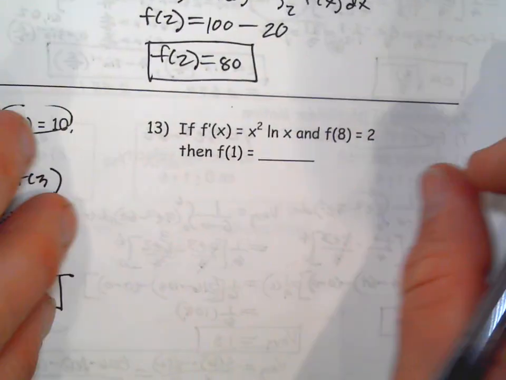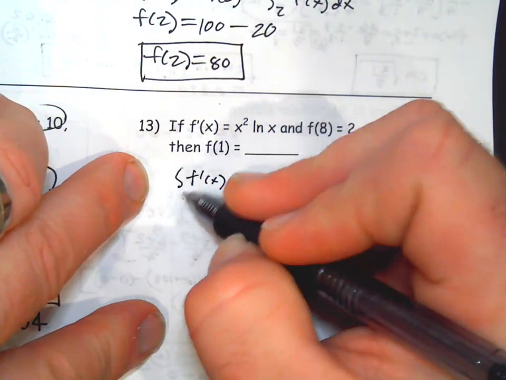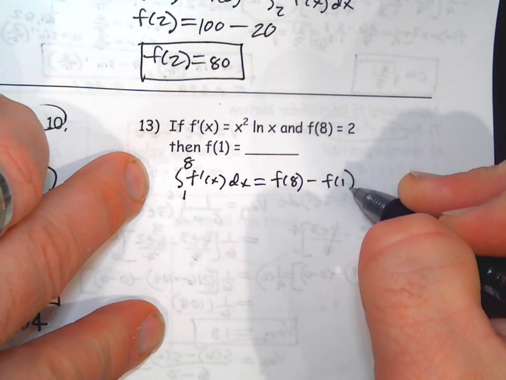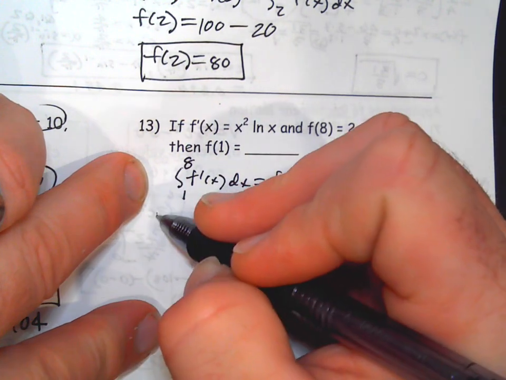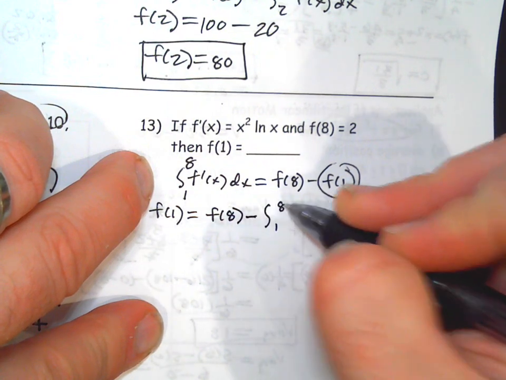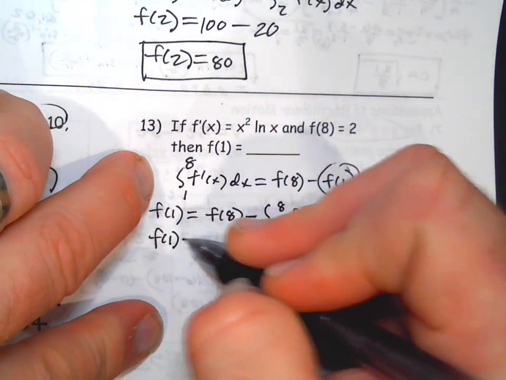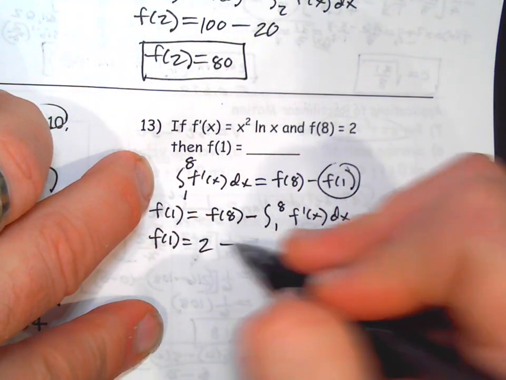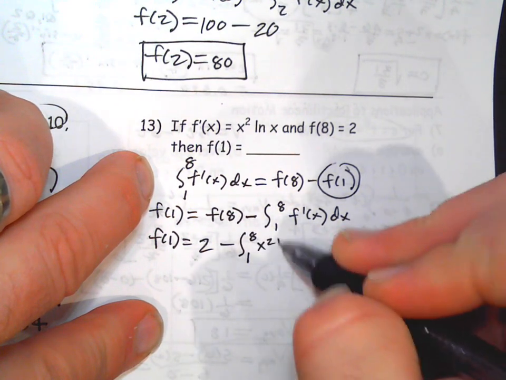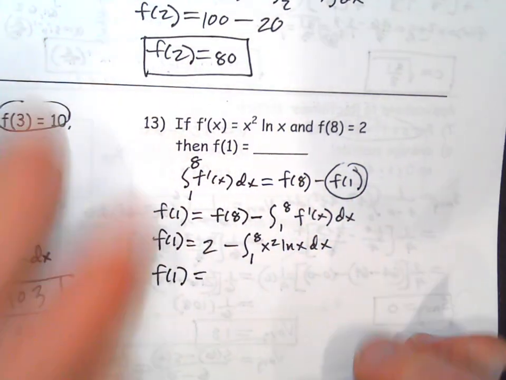Okay, next one. Same idea. If we integrate f prime of x dx from 1 to 8, we get f of 8 minus f of 1. I want f of 1, so I'm going to add over here and subtract this. So f of 1 equals f of 8 minus the integral from 1 to 8 of f prime of x dx. So f of 8 is 2. And I'm going to integrate from 1 to 8 of x squared natural log of x dx. I'm going to do this all on my calculator. It's going to be super fast and accurate.